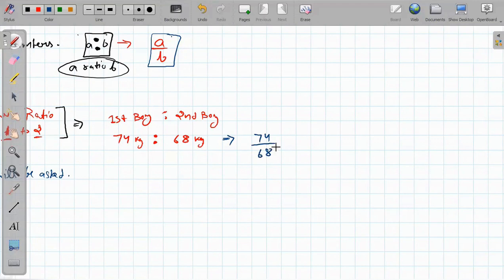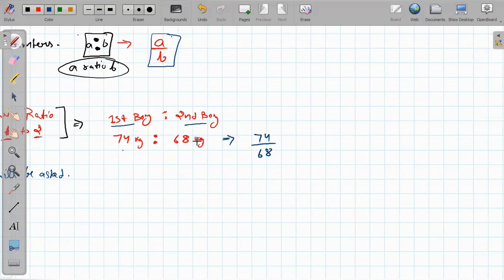Get it? Can we further simplify it? Is this the ratio? Yes, it is just the ratio: first boy is to second boy. They asked us to find the ratio of their weights. So we did 74 kg ratio 68 kg.